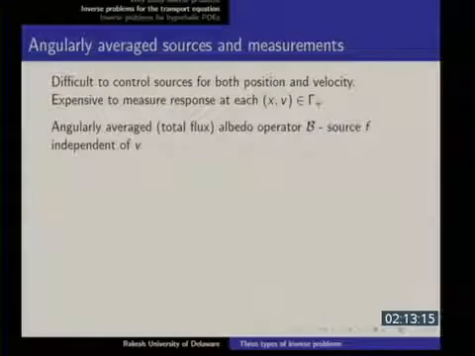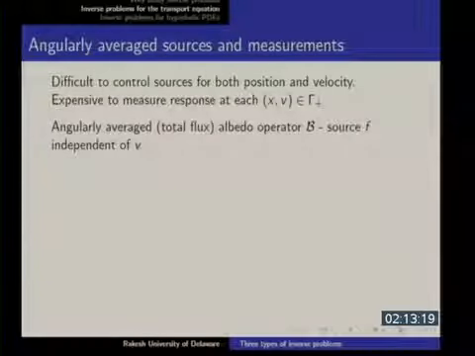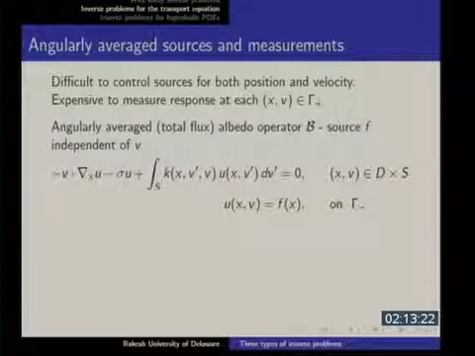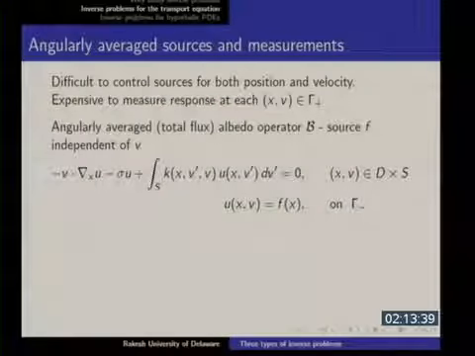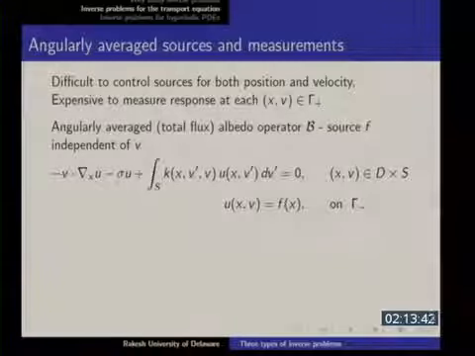So what you do is you use an angularly averaged operator. You take the same equation, the steady state equation. But now you prescribe concentrations on the incoming part of the boundary, where the concentrations do not depend on the direction. There are other ways, you can multiply by a known function of position and velocity also, but let's just keep this very simple. You're not allowed to put a velocity there.